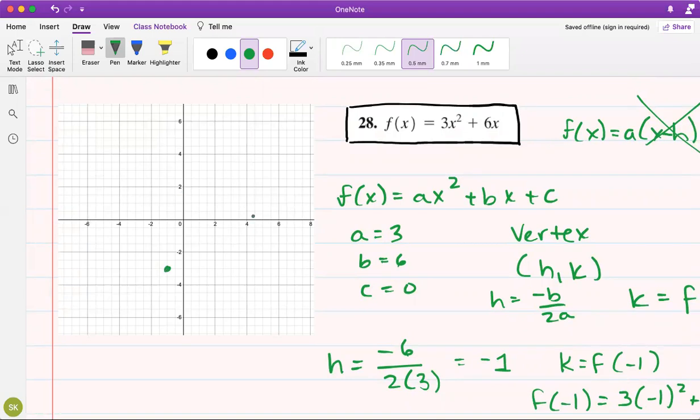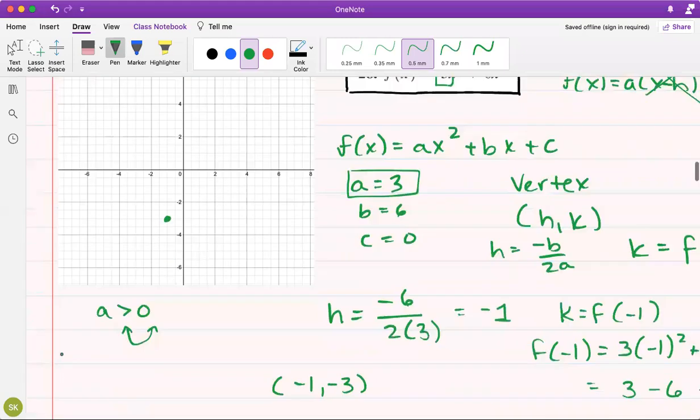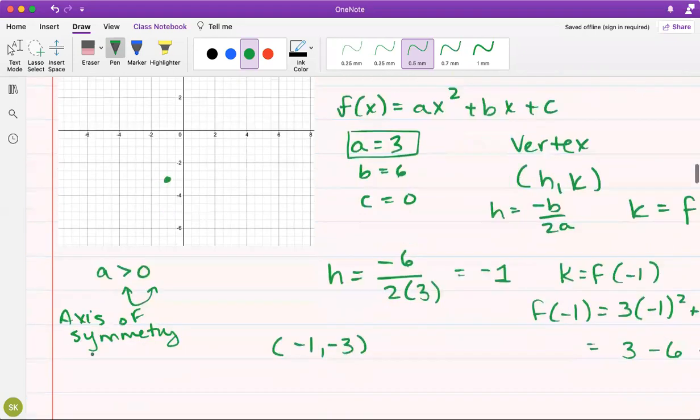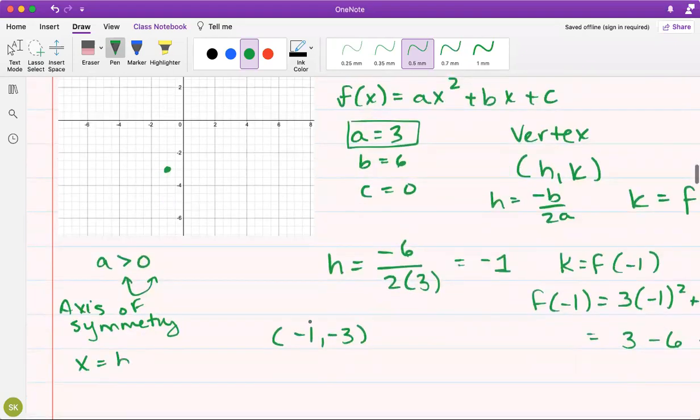Now, is the graph pointing up or down? Well, we look at the number in the front, which is 3, and we see if it's greater than or less than 0. Since a is greater than 0, we point upwards. We also have the axis of symmetry. The axis of symmetry is given by x is equal to h, which is negative 1 in this case.